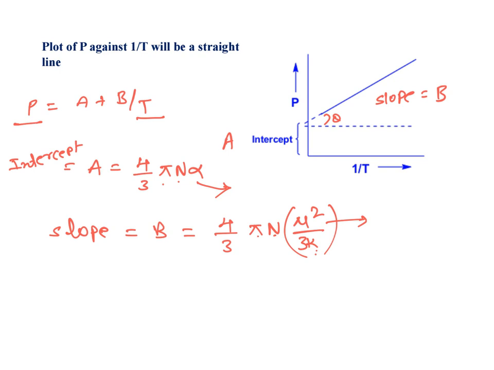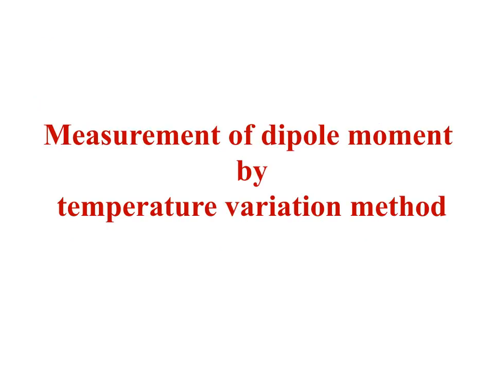Let's move on to another important concept related to this: measurement of dipole moment by the temperature variation method. We are taking a polar molecule here. If we change the temperature, polarization also changes. By taking temperature changes, how can we determine the dipole moment of a molecule?